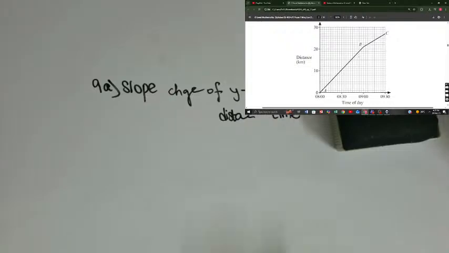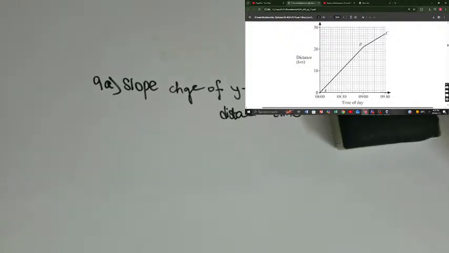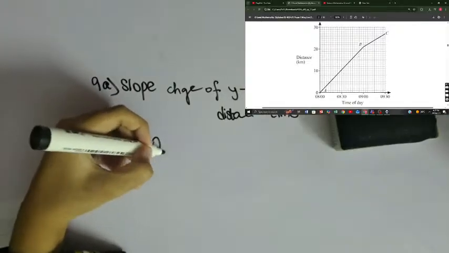So what we'll do is basically take 2 points, like the coordinates. If we're assuming that 9 o'clock, we can take it as 0.